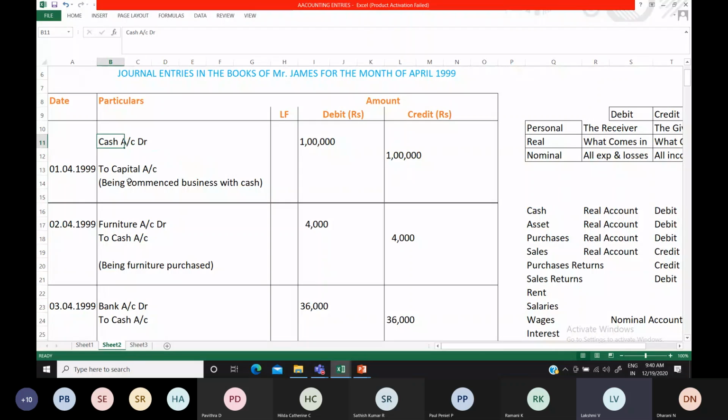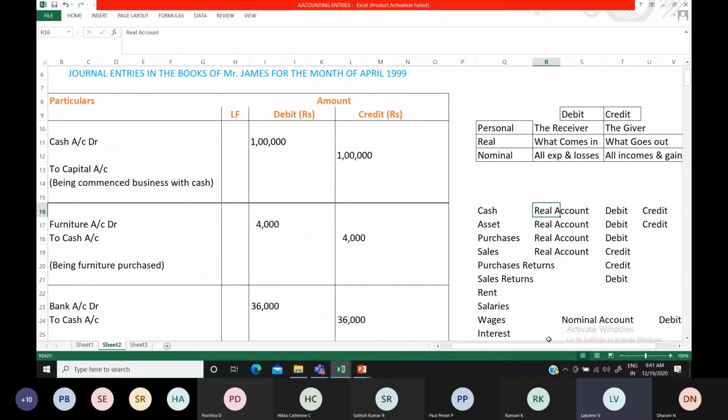Why is cash account debited? Cash account comes under the real account. So first you have to think it over in your mind, which type of account it is: personal, real or nominal. That you have to think. So cash account, it comes under which account? Real account. And what is the real account rule then? Debit what comes in, credit what goes out.